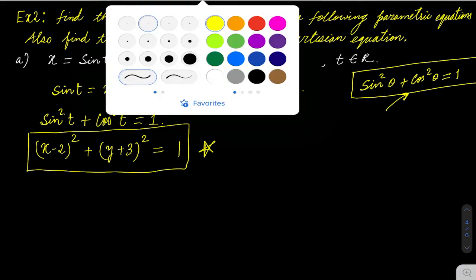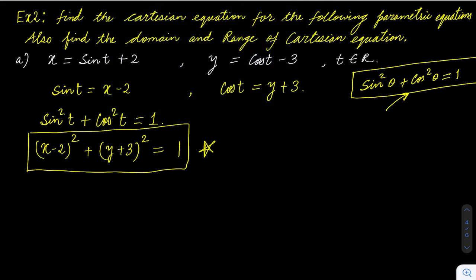Again the same thing. For domain, I will find the range of x, which is sine t plus 2. Now it says t belongs to R, that is real numbers. Okay. So what's the range of sine t plus 2? We know this. When sine t is minimum, x is minimum. So sine t minimum value is minus 1. So I can say x is greater than or equal to 1.